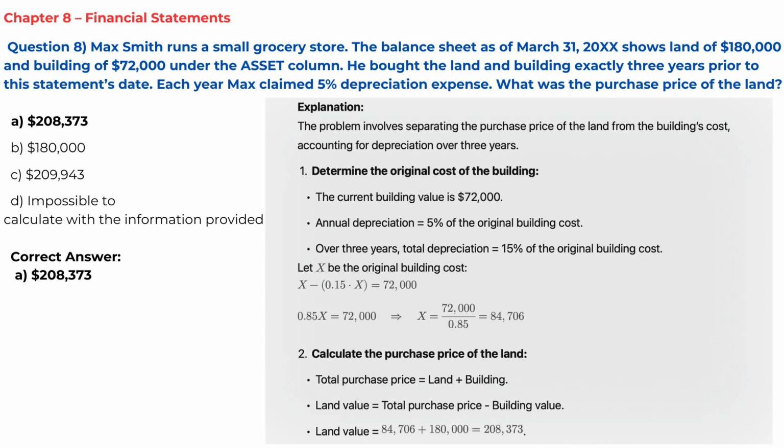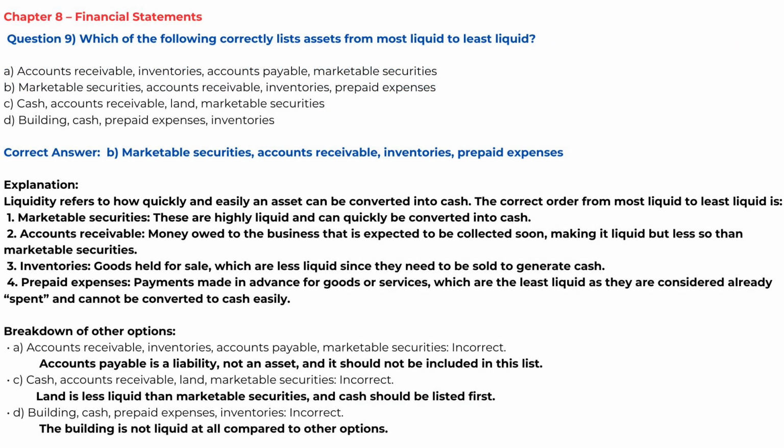Step 2. Let's calculate the purchase price of the land. Total purchase price equals land plus building. Land value equals total purchase price minus building value. Land value equals 84,706 plus 180,000 equals 208,373. Question 9. Which of the following correctly lists assets from most liquid to least liquid?